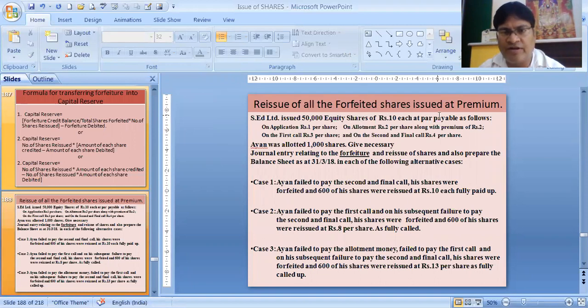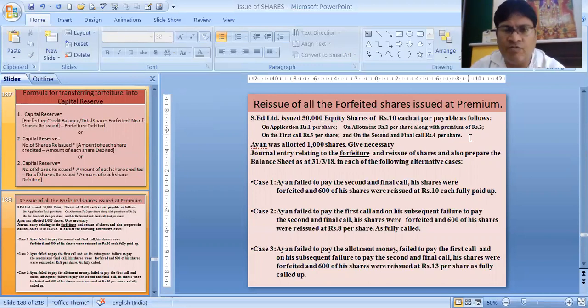Reissue of the forfeited shares issued at premium. This is the sum. Asset Limited issued 50,000 equity shares, payable as follows: ₹1 per share on application, ₹2 on allotment, along with a premium of ₹2. On first call, ₹3 per share, and on second and final call, ₹4 per share. So it is 1 plus 2 plus 3 plus 4, and ₹2 premium in the allotment.